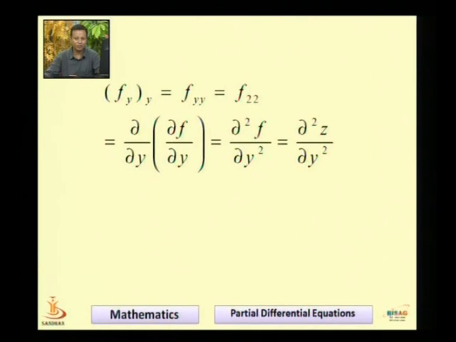And similarly, this is the notation for fyy, that is, the second order partial derivative of f with respect to y. As the number of independent variables increases, the number of partial derivatives will increase. For example, if you have 3 independent variables, then you will have 3 first order partial derivatives, fx, fy, fz, then fxy, fxz, fxx, and so on. So the number of partial derivatives increases as the number of independent variables increases.